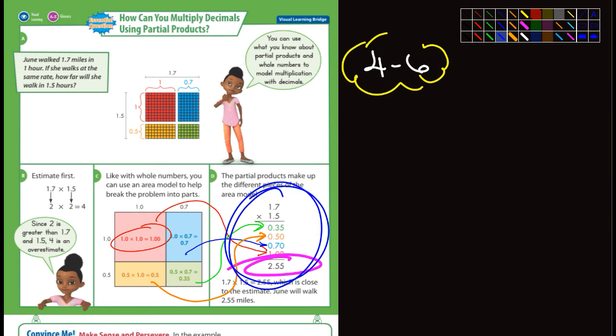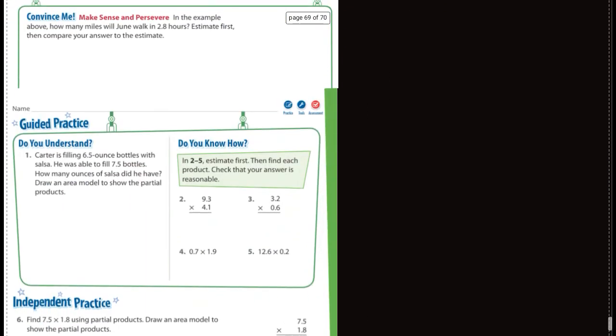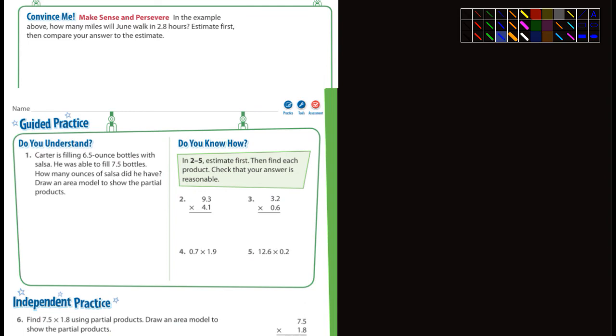Okay. So the convince me, it's pretty easy. It's just going to be 1.7 times 2.8. I'll let you guys figure that one out. So, you could get out something to write, and you could actually be writing down some of these things, and that'll save you some more work later on.